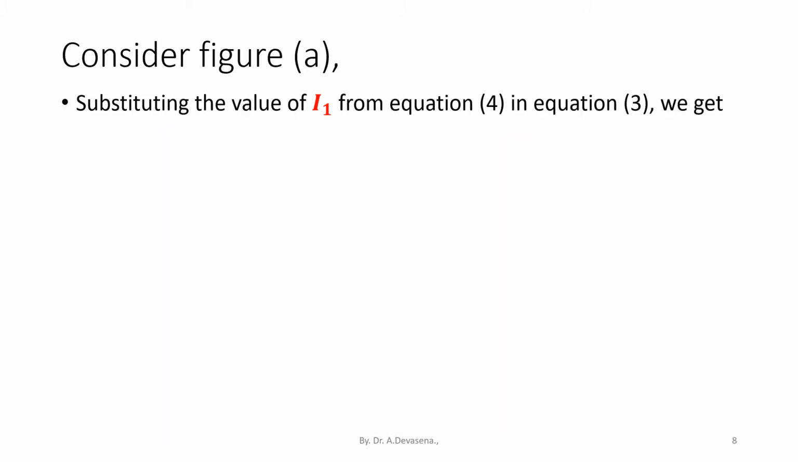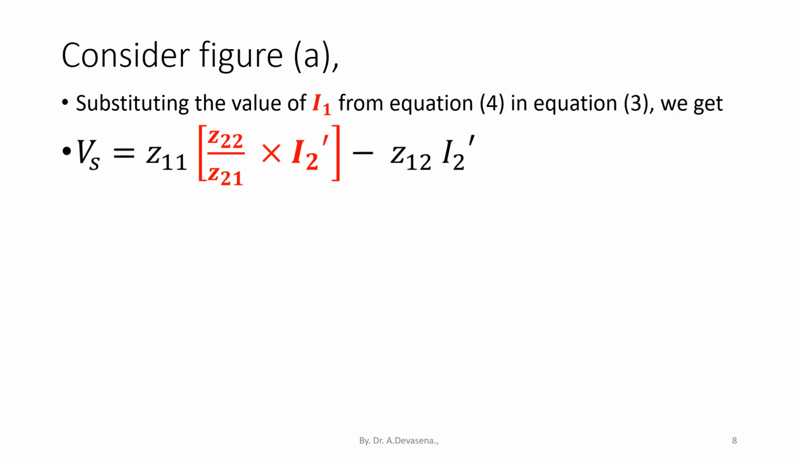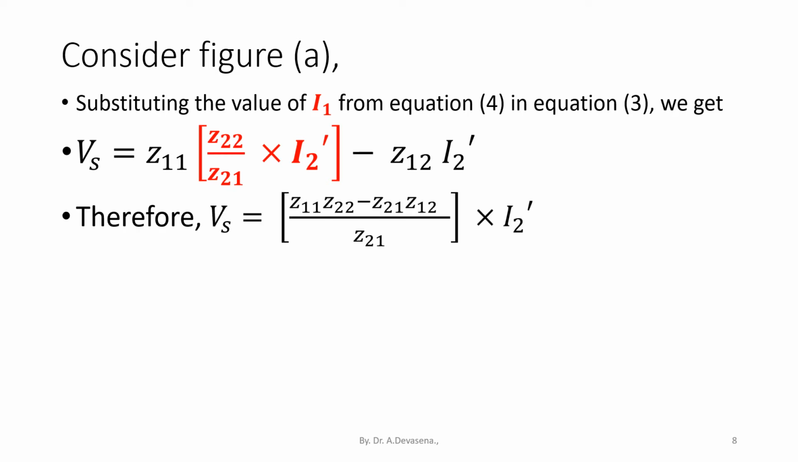Substituting the value of I1 from equation 4 in equation 3, we get Vs is equal to Z11 into, in place of I1 we have substituted Z22 divided by Z21 into I2', close the bracket, minus Z12 I2'. Therefore, Vs is equal to (Z11 Z22 minus Z21 Z12) divided by Z21, into I2'.